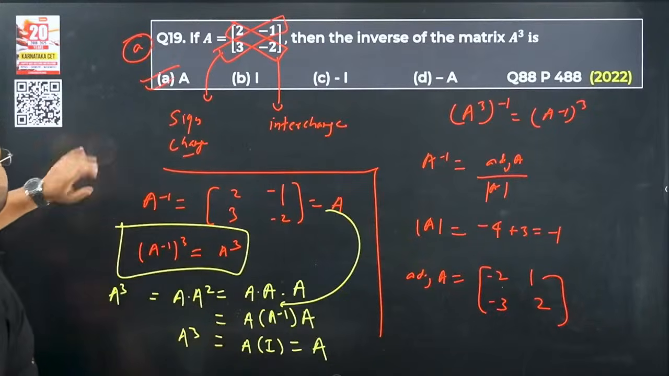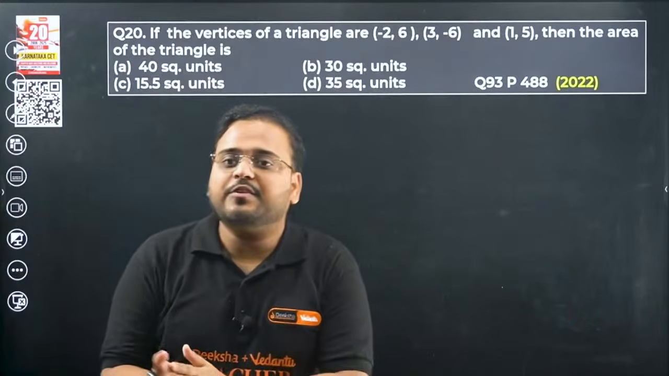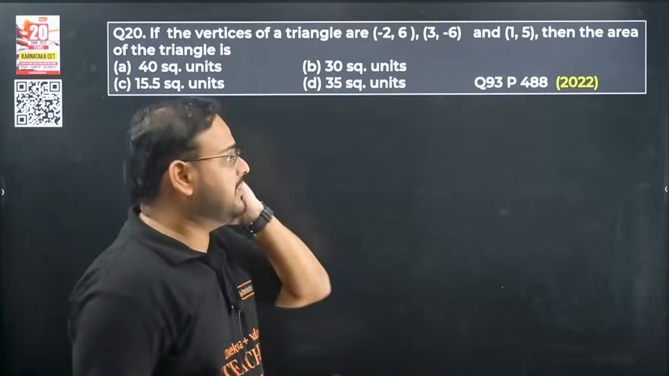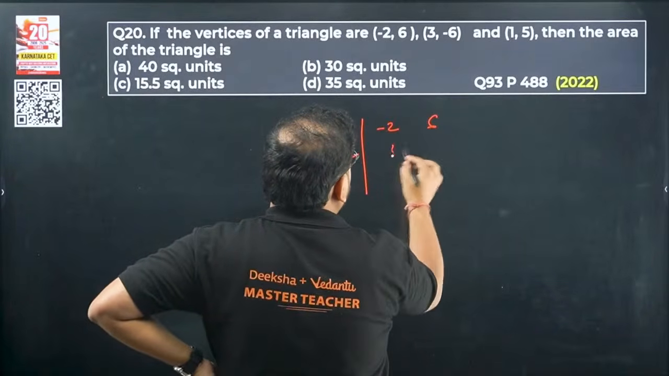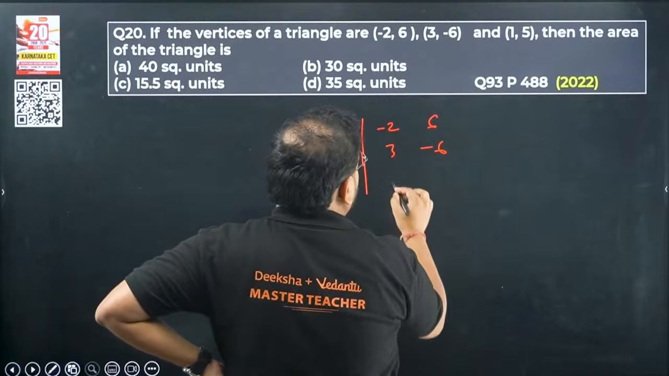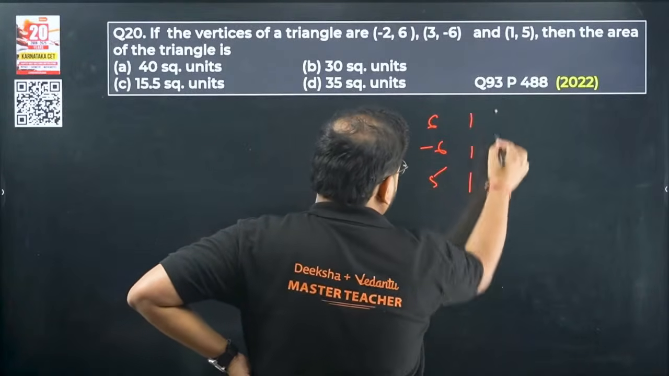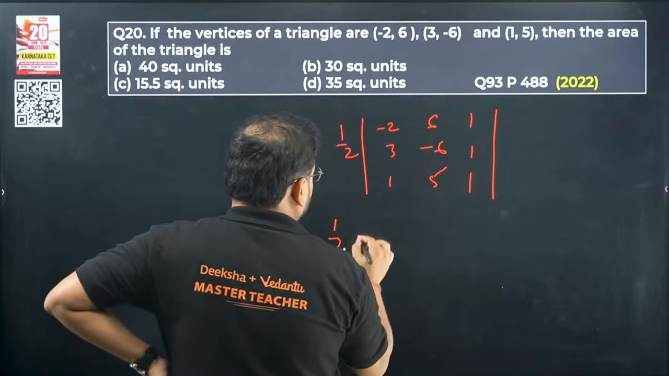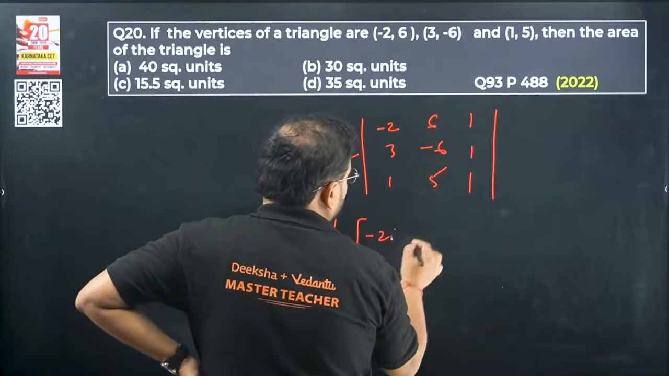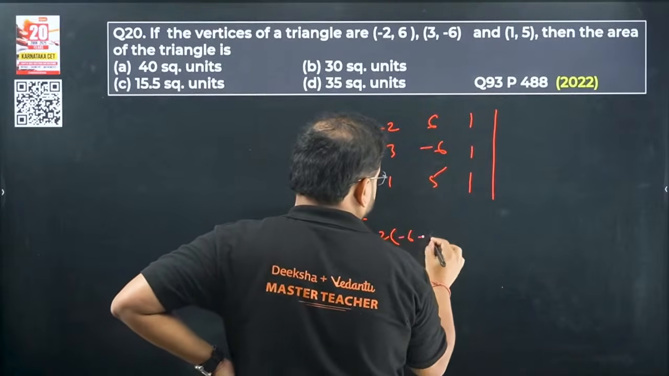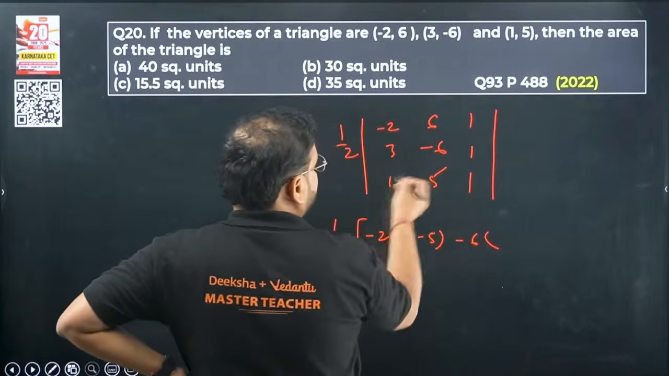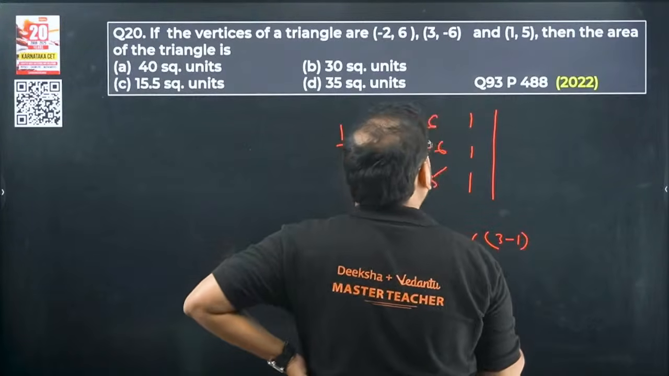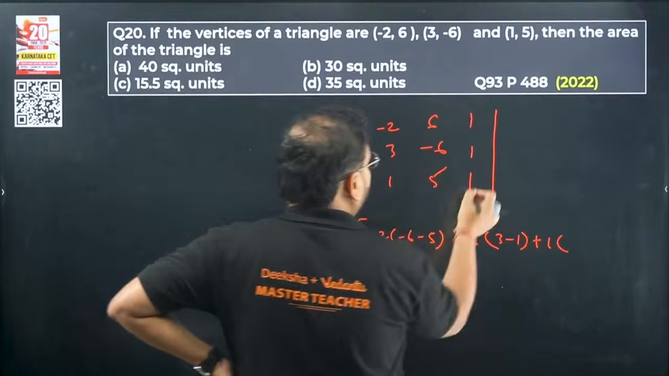Okay, next question. Question number 20. If the vertices of a triangle are given like this, then the area of the triangle is what? Surely, let's find it. Minus 2, 6, 1; 3, minus 6, 1; 5, 1, 1. Solve this. 1 by 2. We'll get minus 2 into minus 6 minus 1, check here, so 3 minus 1. And we'll have plus 1 at the last over here.